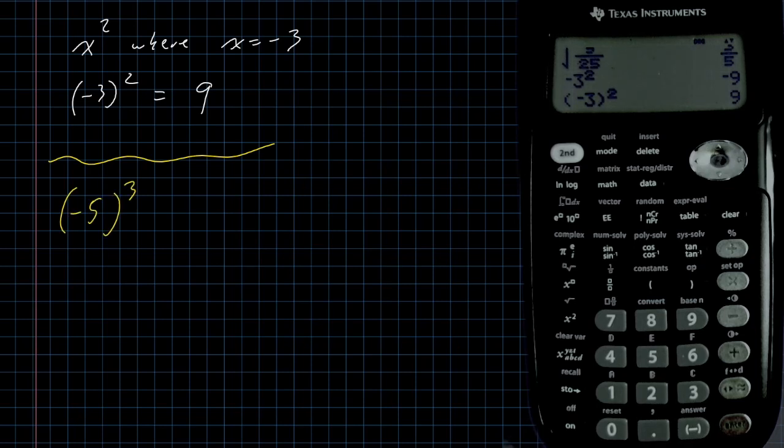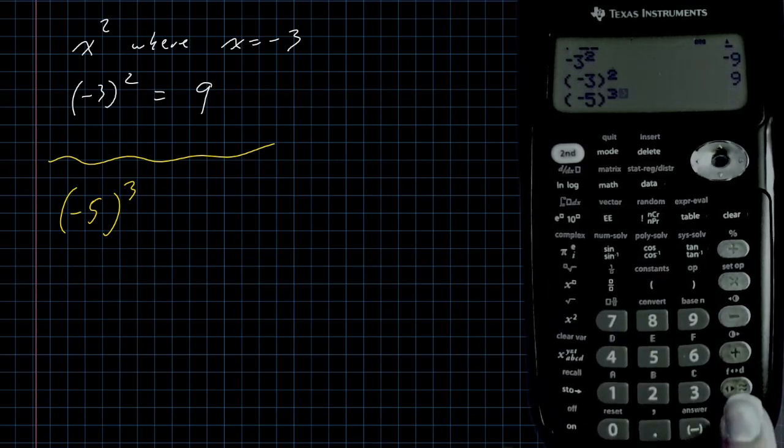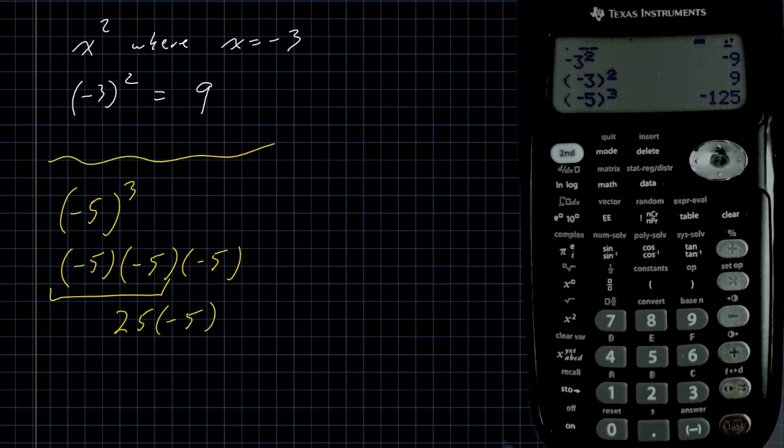Just to make things a little bit more confusing, let's look at a different expression. -5 cubed. Now my exponent is 3. And you can see from my calculator that this comes out as a negative value. And if you double check by hand, that actually does make sense. -5 cubed is -5 times -5 times -5. -5 times -5 is +25. +25 times -5 is -125.